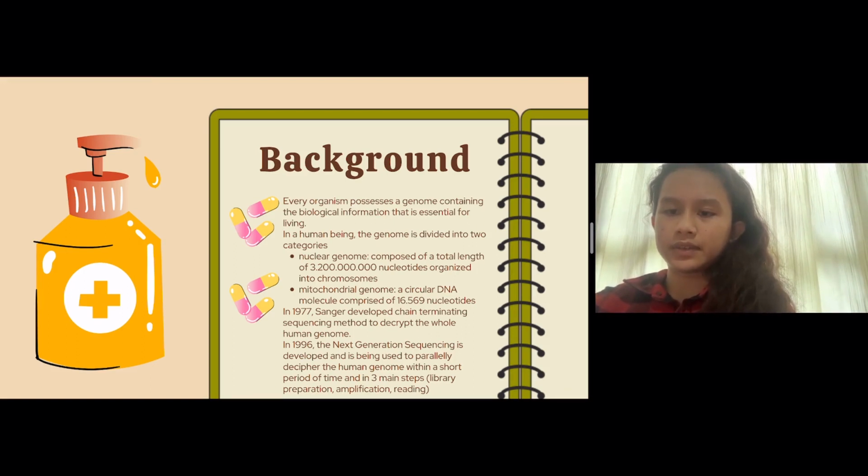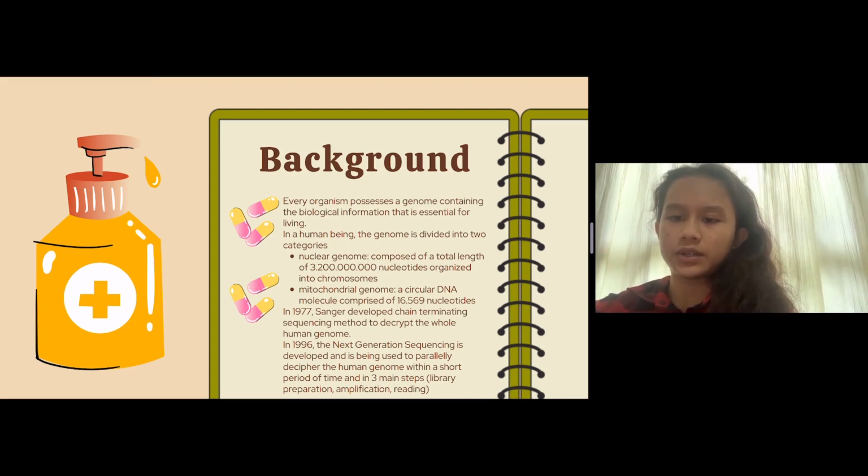In 1977, Sanger developed chain-terminating sequencing method to decrypt the whole human genome. However, it wasn't considered an effective method to do sequencing, as it requires over a decade to read the whole human genome. It was in the year 1996 when next generation sequencing was developed and was used to parallel decipher the human genome within a short period of time, which is within a single day.